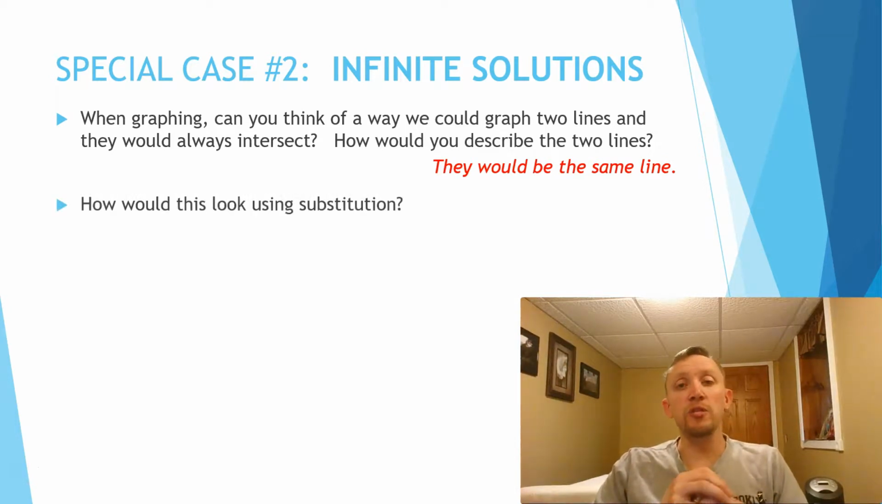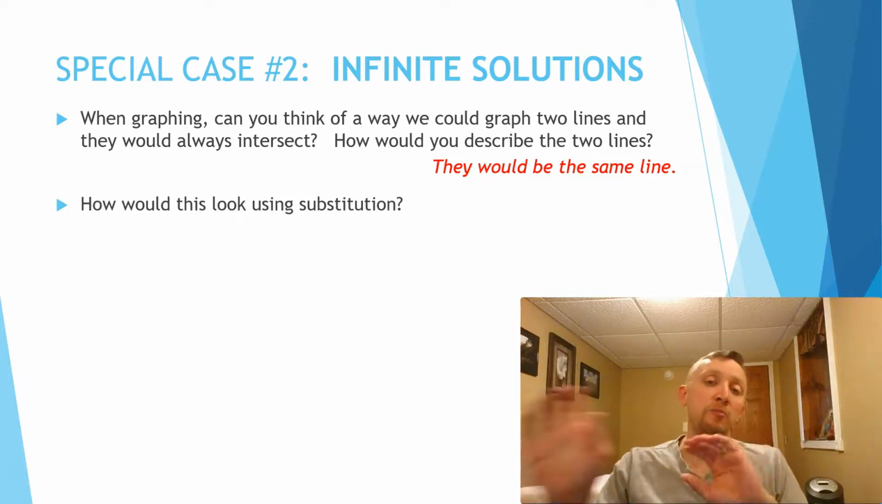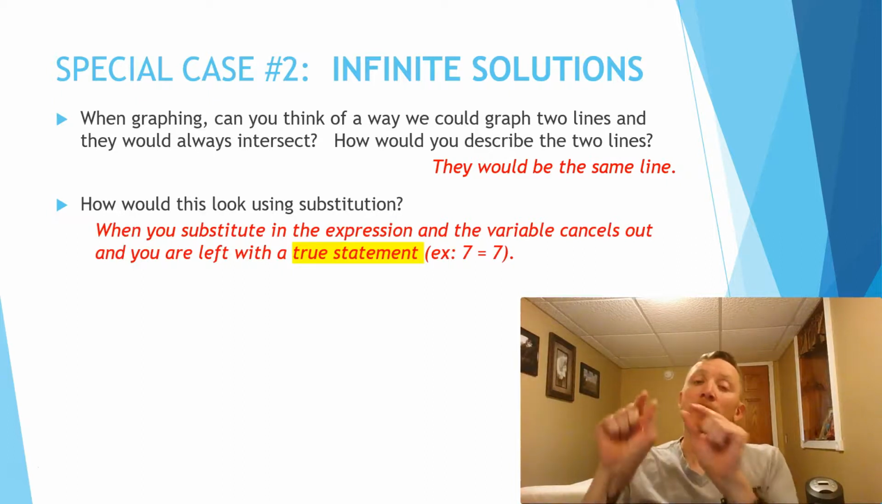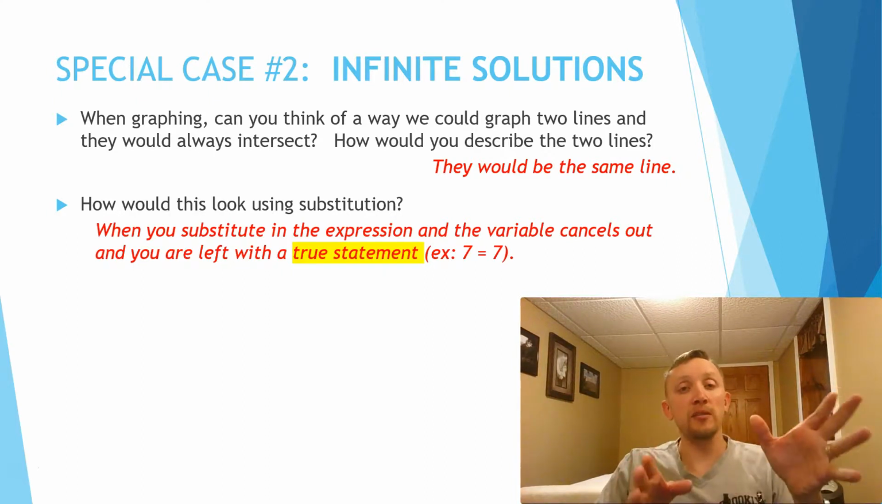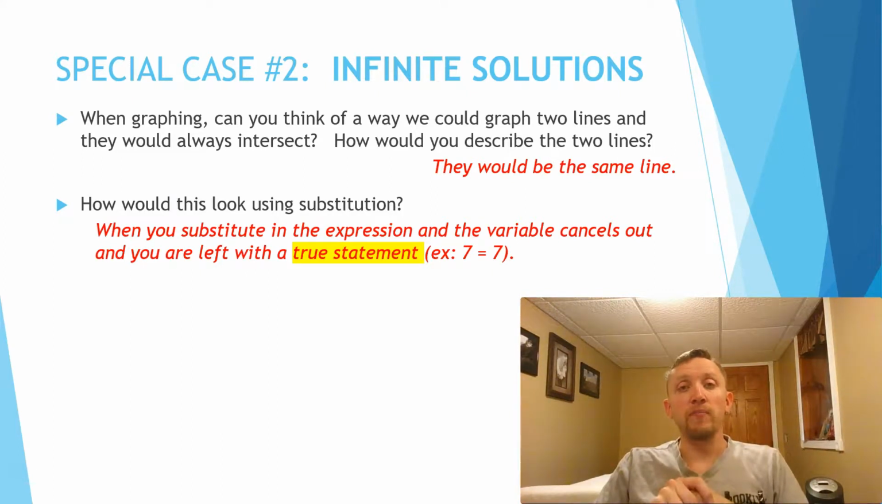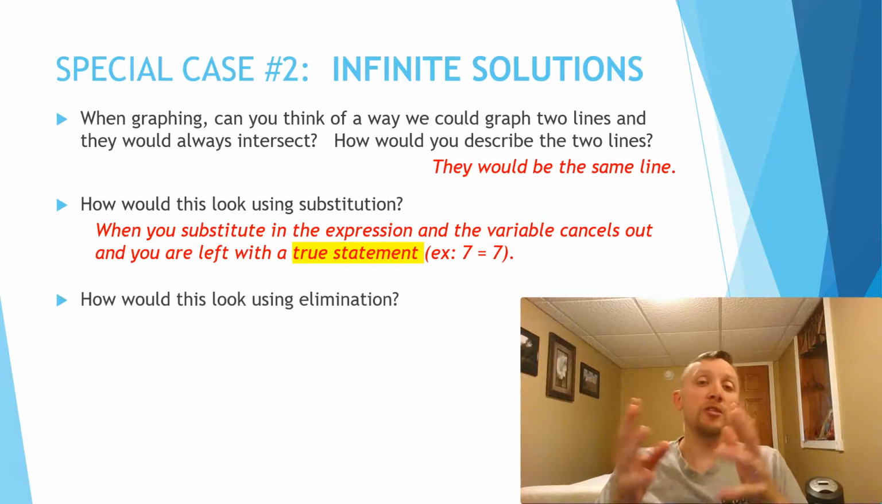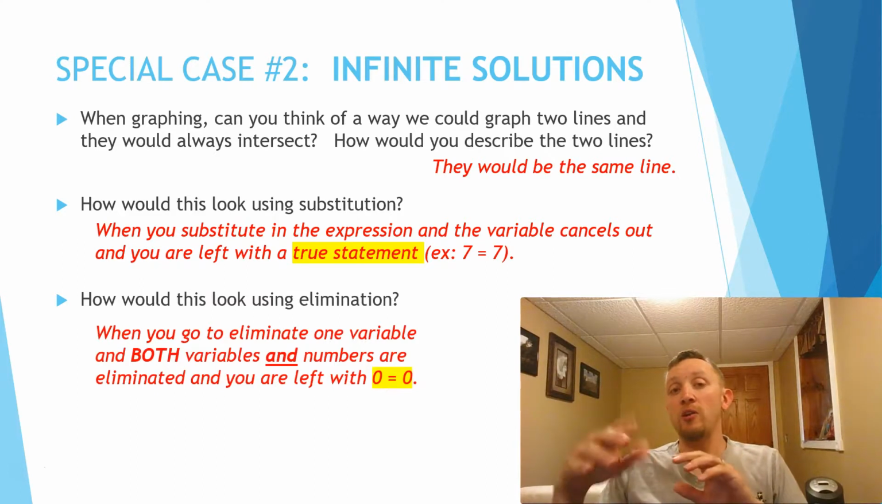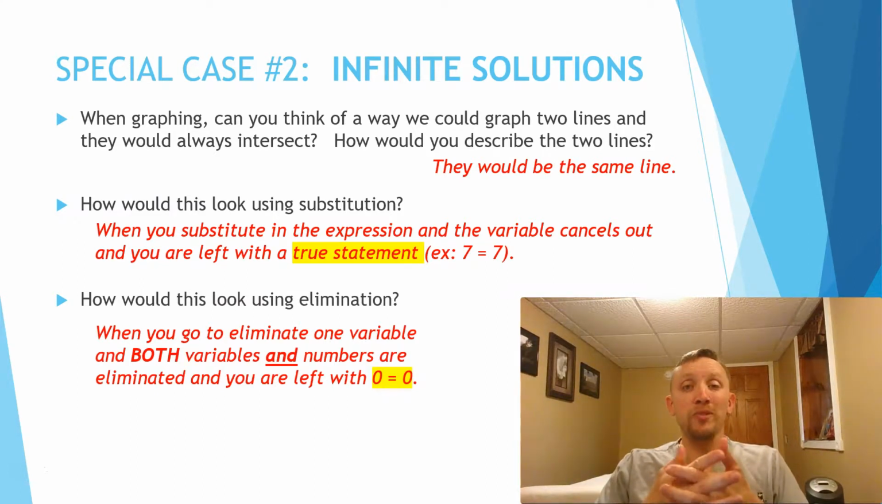Well, what would that look like if we're using substitution? Well, remember, if we substituted a piece in and the variables canceled out and we were left with a false statement, there's no solution. Well, guess what? If you substitute a piece in and you go to simplify it and the variables cancel out again, but you're left with a true statement, like 7 equals 7, that means it's infinite solutions. Okay, because you're left with a true statement. How would this look with using elimination? Remember, if you eliminate the variables, you're going to have 0 on one side. If you have 0 on one side and 0 on the other, 0 equals 0 is another true statement. So that's another situation where you'd end up with infinite solutions.